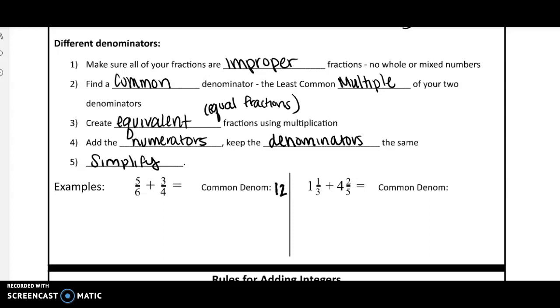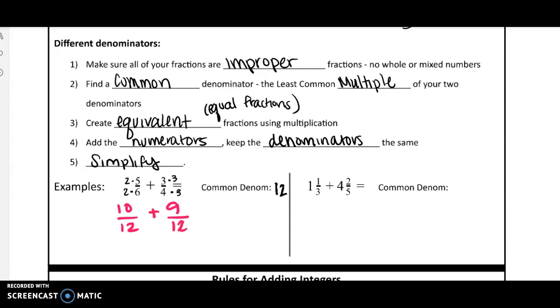And so that means that our denominator is going to be 12 because 6 times 2 gives me 12, and we multiply on top and bottom. And 4 times 3 gives me 12. So I'm going to multiply that on top and bottom. So now 5 times 2 is 10. And then we said our denominator is going to be 12 plus 3 times 3 is 9. That kind of looks like a 7, so let me fix that. 9. And then 4 times 3 is 12.